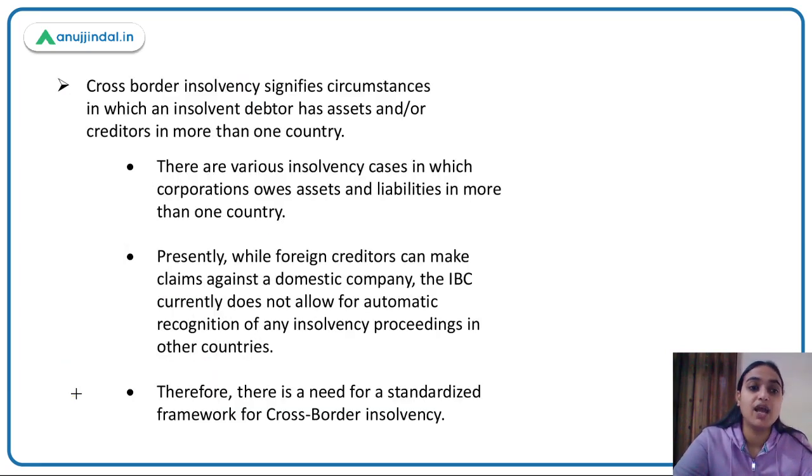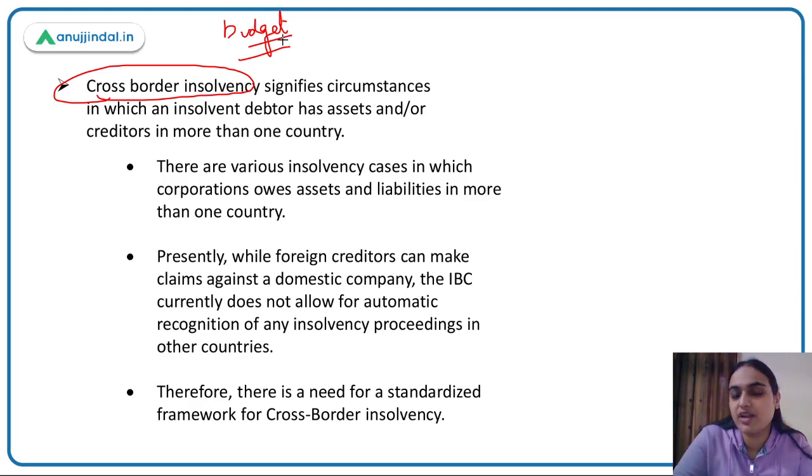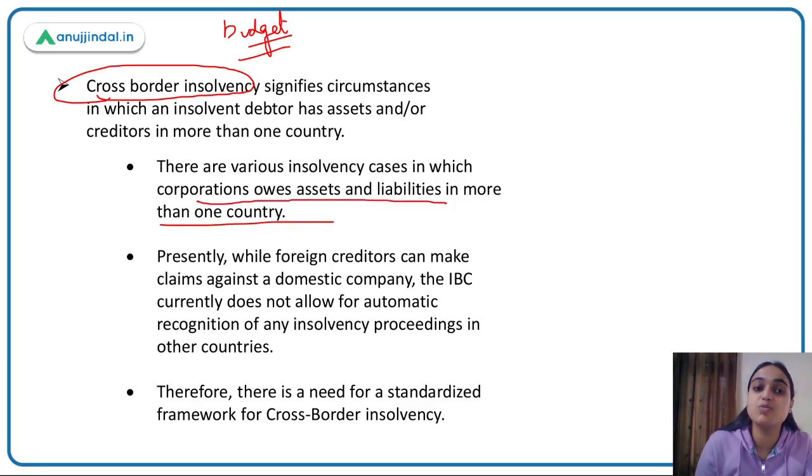Then the main thing is cross-border insolvency, which has also been focused upon in the budget. We will talk about it in the budget as well. See, when there are people who owe money and they come under the resolution process, their assets might not just be restricted to India. It might happen that their assets are in more than one country. So the insolvent debtor's assets can be in different countries. And if I talk about our IBC code, it does not take into consideration those international assets helping in the resolution. That's not happening. There are various insolvency cases in which corporations hold assets and liabilities in more than one country.